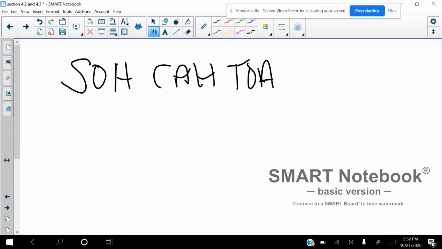SOHCAHTOA. Sine is opposite over hypotenuse, cosine is adjacent over hypotenuse, and tangent is opposite over adjacent. You've got to pay attention, figure out where you are, and whether things are positive or negative.